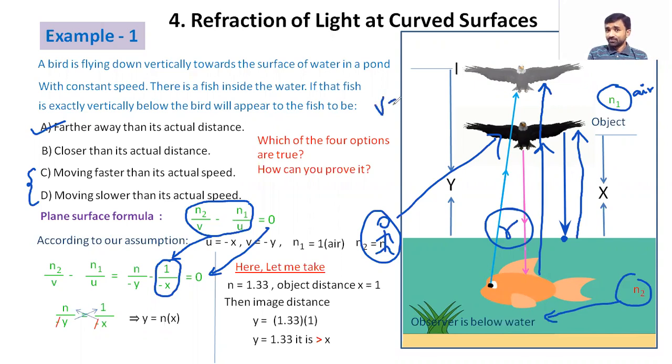Velocity equals distance by time. The original object covers a distance in a certain time. Then the image also travels a certain distance y, within the same time or a different time? That is what I want to know. Do the image and object reach the water surface at the same time or at different time intervals? Please tell me.